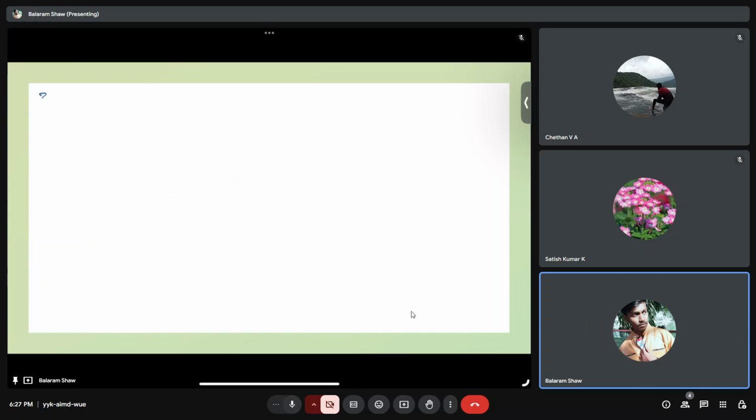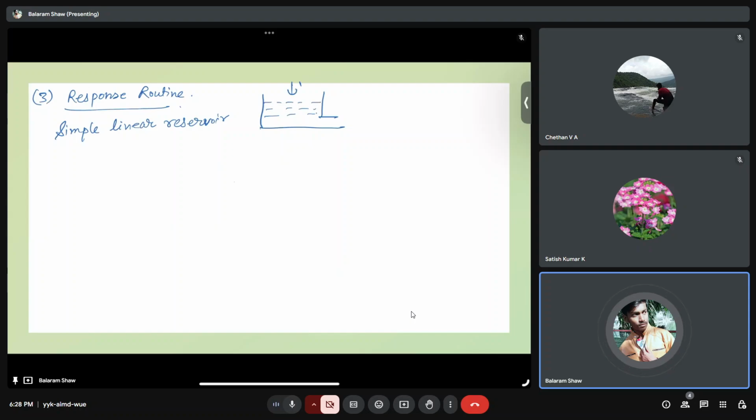Next we have the response routine. What is the response routine? So in this we simply consider that the model or the response behaves as a simple linear reservoir, right? So this means what? Let's say if we consider one bucket kind of thing and the water is something like this. So precipitation will happen like this. There will be a storage change or the storage, and then it will come out as runoff, right?